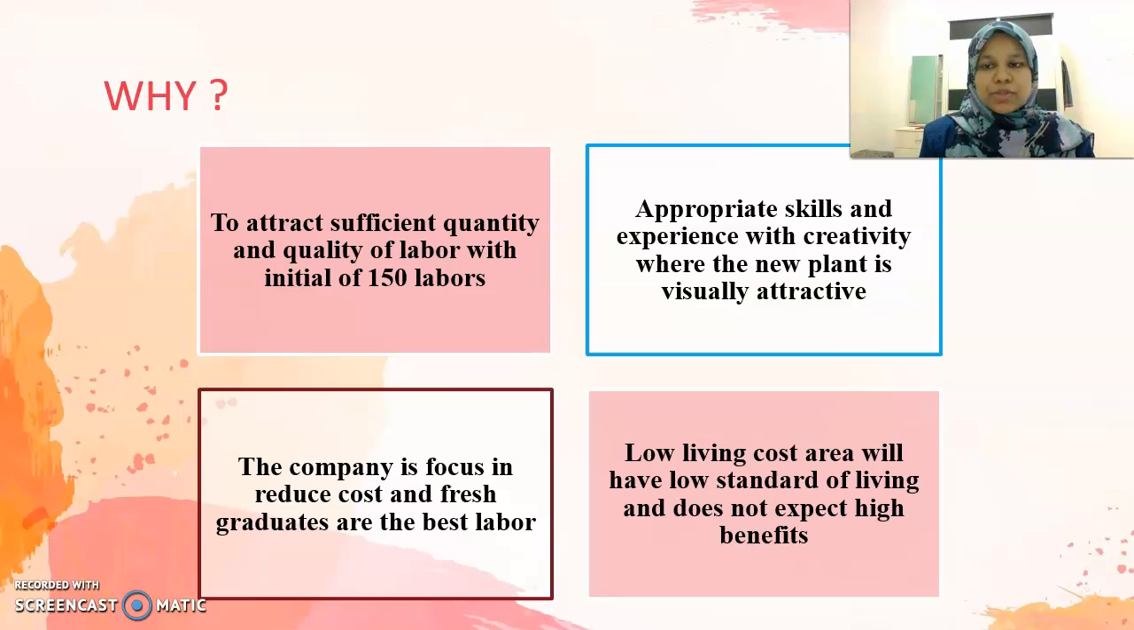So why did I choose both of the factors? Because it's to attract a sufficient quantity and quality of labours, with an initial 150 labours, and they need appropriate skills and experience with creativity, where the new plant is visually appealing. That's why I chose the base of the educational system.